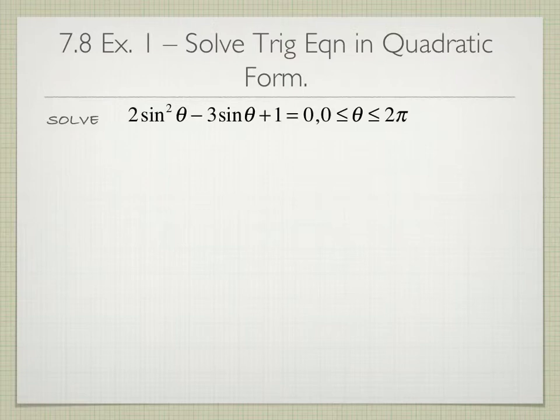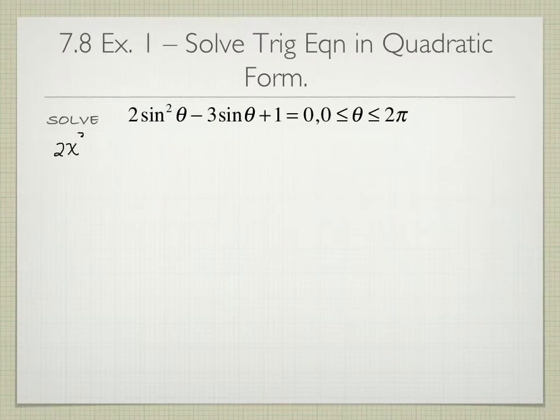Example 1, solve a trig equation that's quadratic in form. This looks very similar to the example that I just gave you, where instead of sine of theta, it was just an x. That's kind of the strategy that we're using. We're going to set this. This looks very much like 2x squared minus 3x.